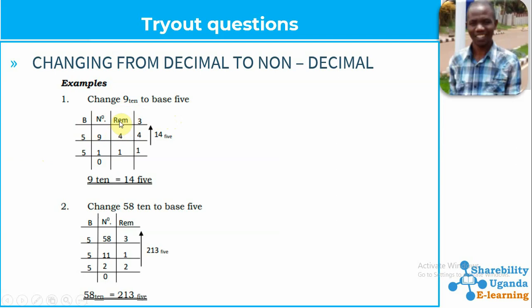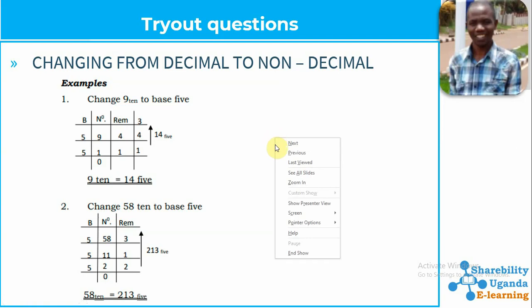We have what we call a remainder. So we arrange them in the form of dividing. What we do is get our number, which is 9, in base 10, and divide it by our base, which is 5. So 9 divided by 5, we shall be able to get 1 remainder.